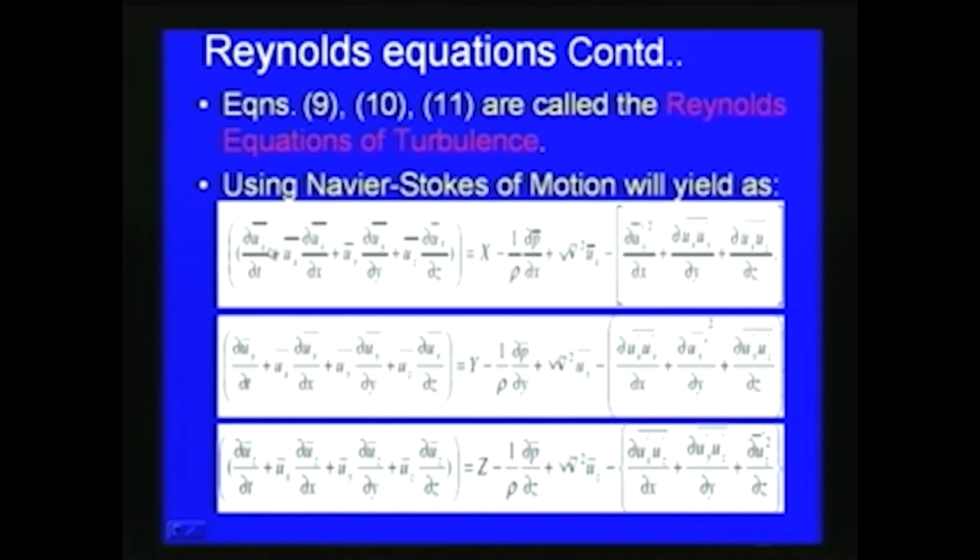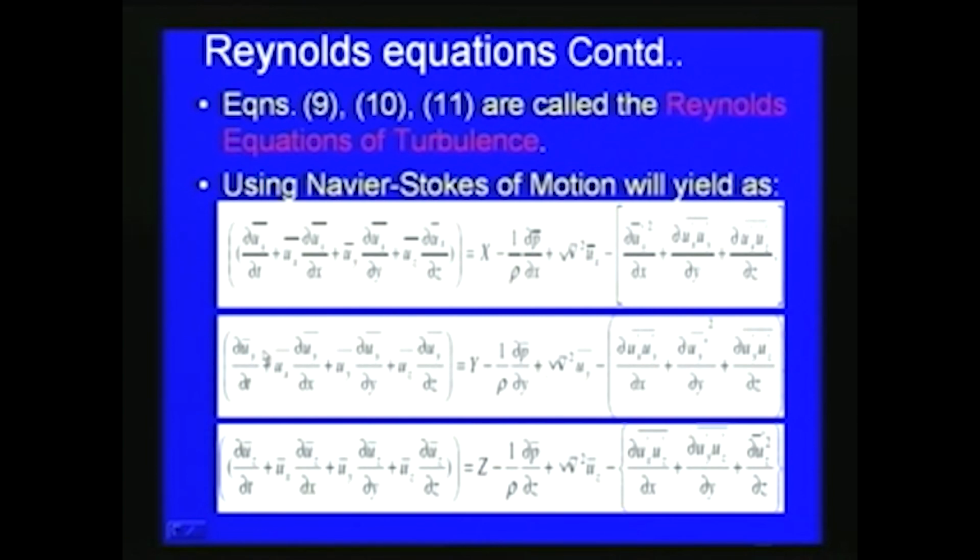The form of the equations is: del u x bar by del t plus u x bar del u x bar by del x plus u y bar del u x bar by del y plus u z bar del u x bar by del z is equal to X minus 1 by rho del p bar by del x plus nu into del square u x bar. Here nu is the kinematic viscosity. Then minus, del u x dash bar square by del x plus del u x dash u y dash bar by del y plus del u x dash u z dash bar by del z. This is the Navier-Stokes form of the turbulent motion equation in x direction.